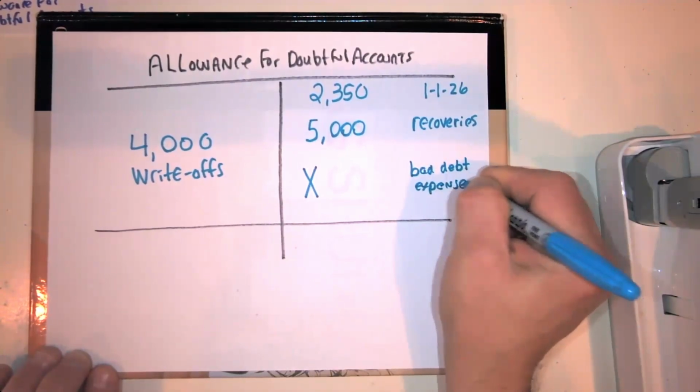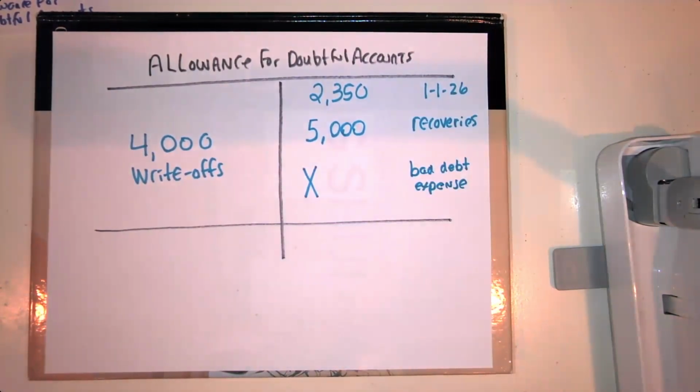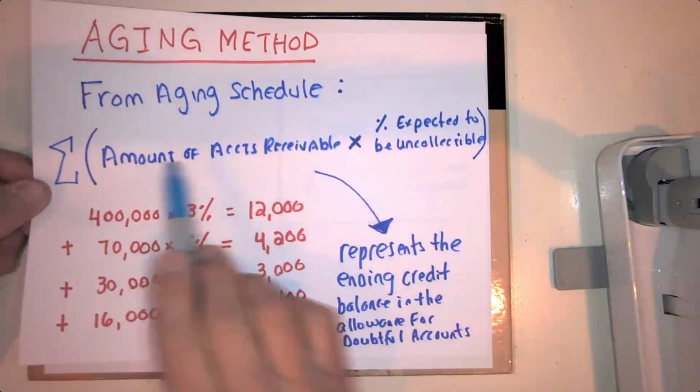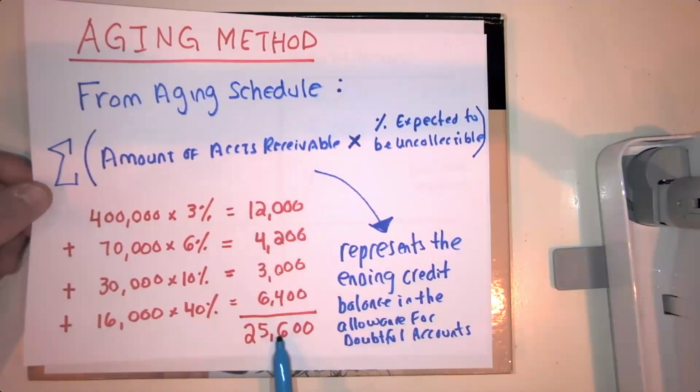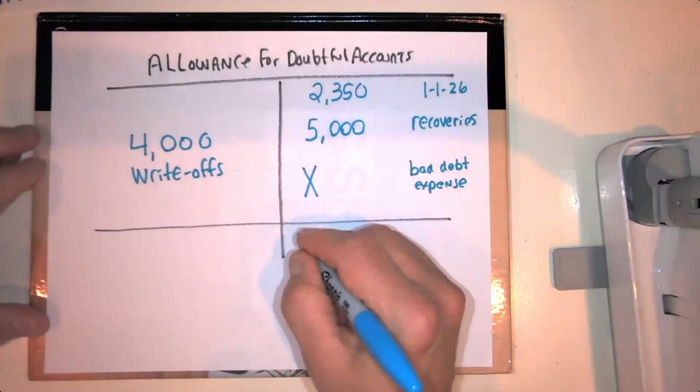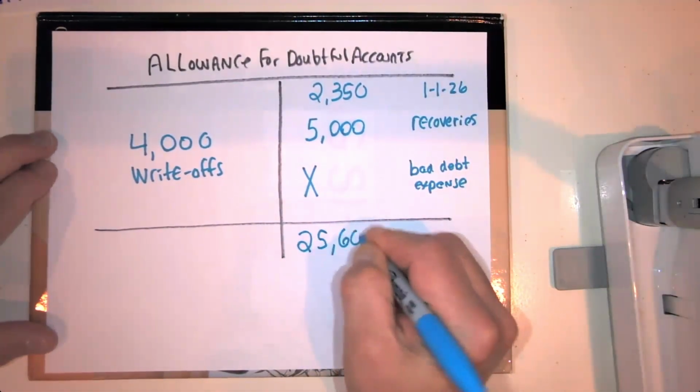And then we need to put in our ending balance, which we just found was 25,600 on the credit side. Good job. That's excellent work. You can mute your microphone. Well done. We know from the aging schedule, we did this calculation, and we get the ending credit balance in the allowance for doubtful accounts. And that ending balance here in our problem is 25,600.